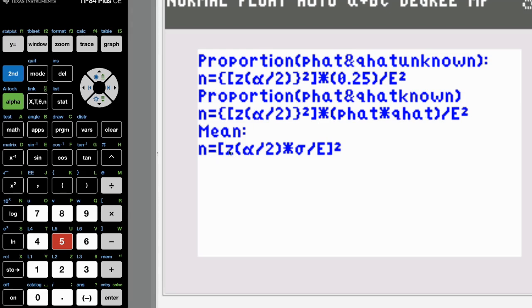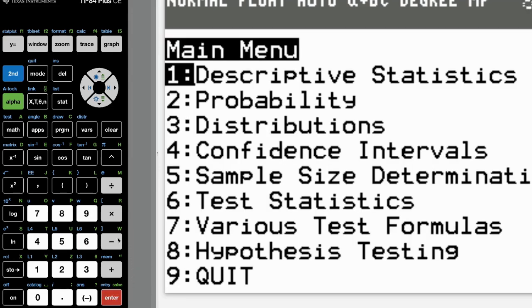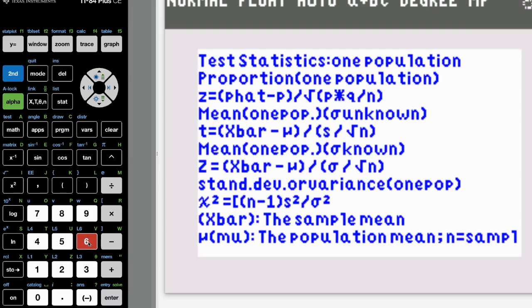And the mean is n equals z alpha over 2 times sigma over e, that quantity squared. So then we go to test statistics. And so for one population, for proportion, it's going to be z equals p hat minus p divided by the square root of p times q divided by n here.